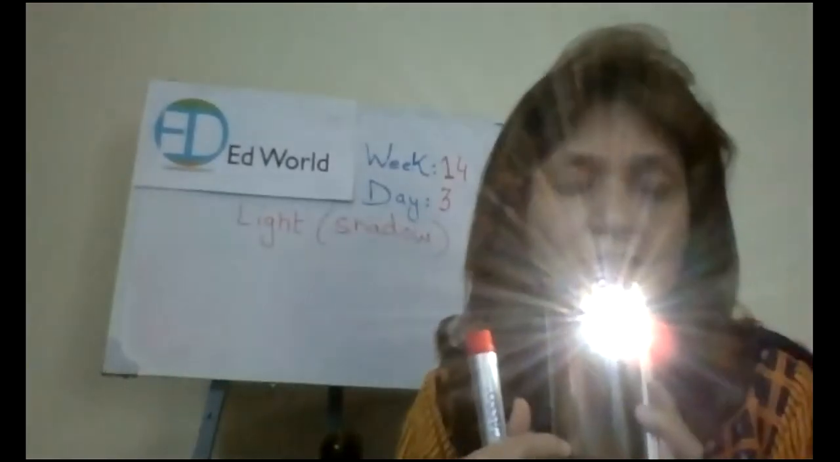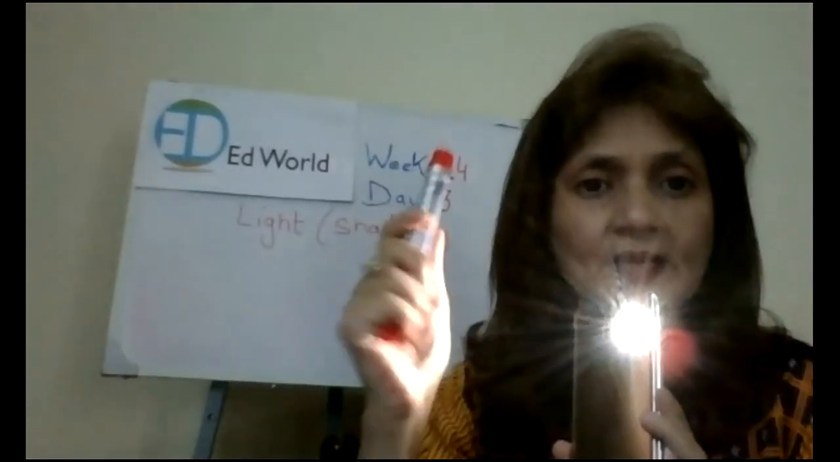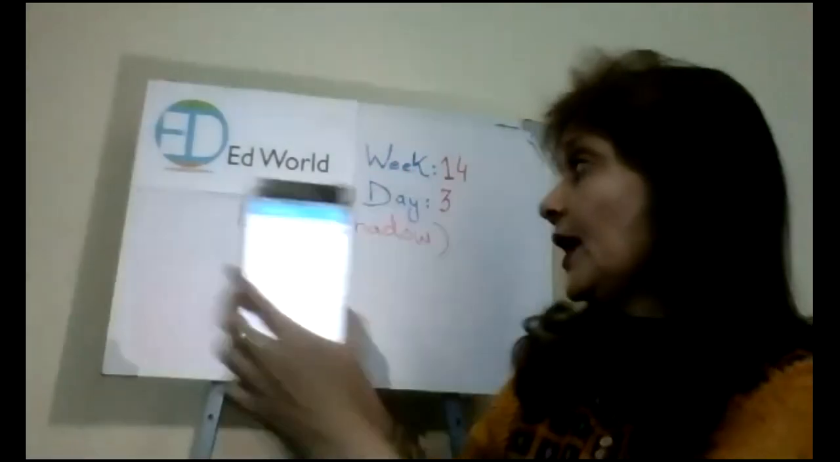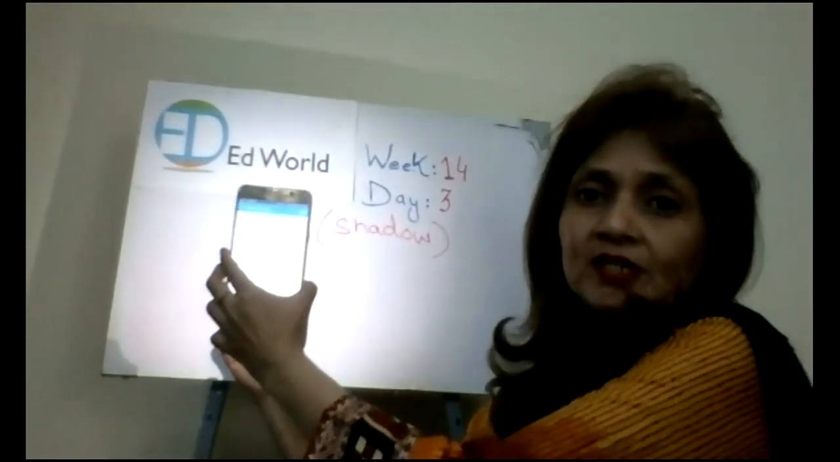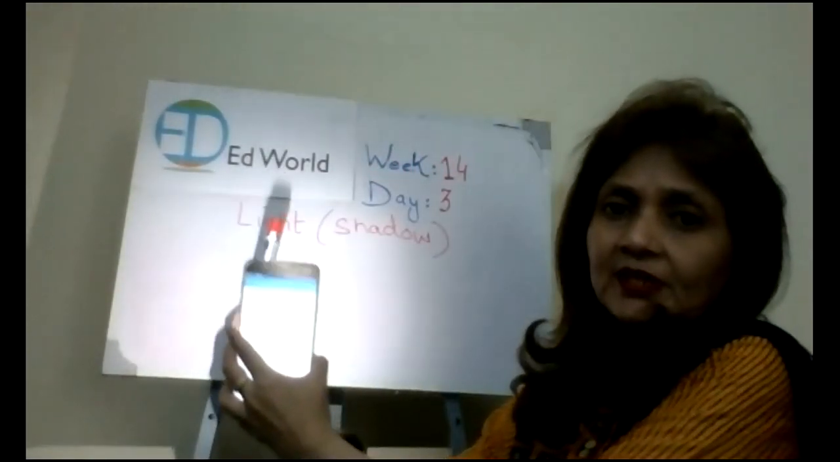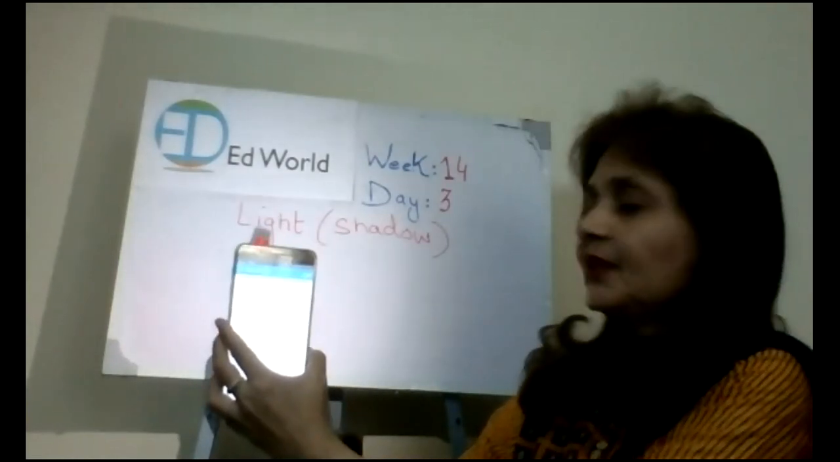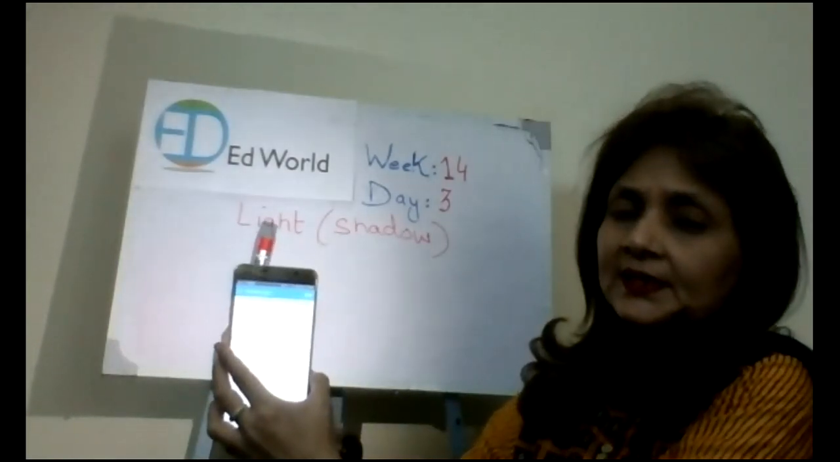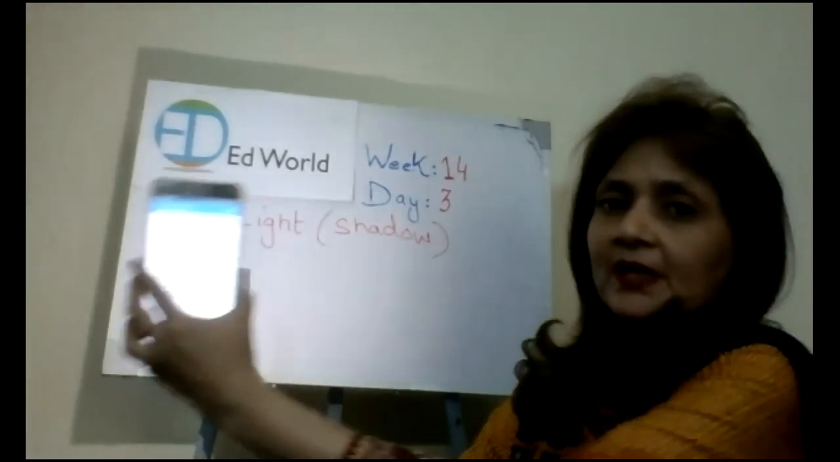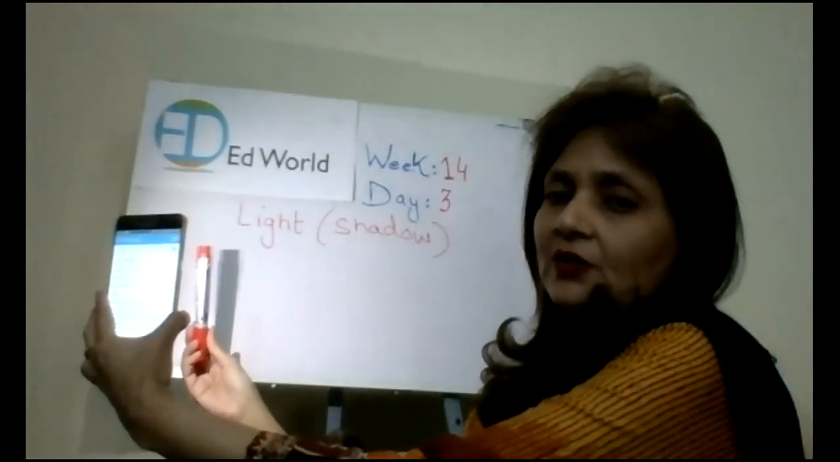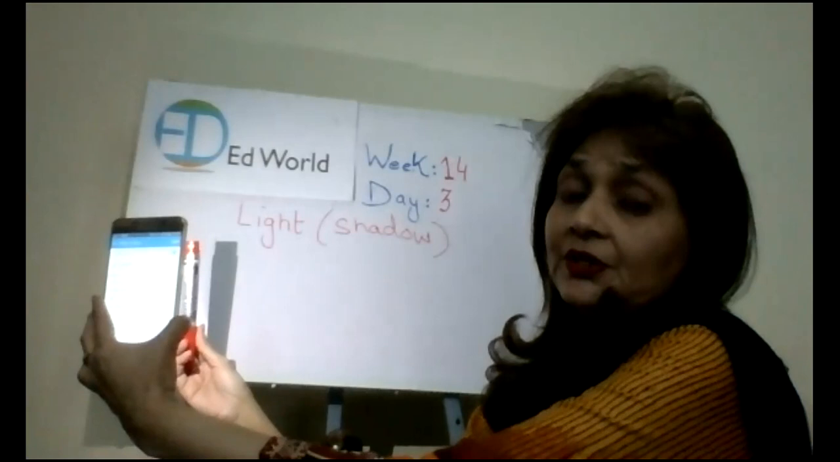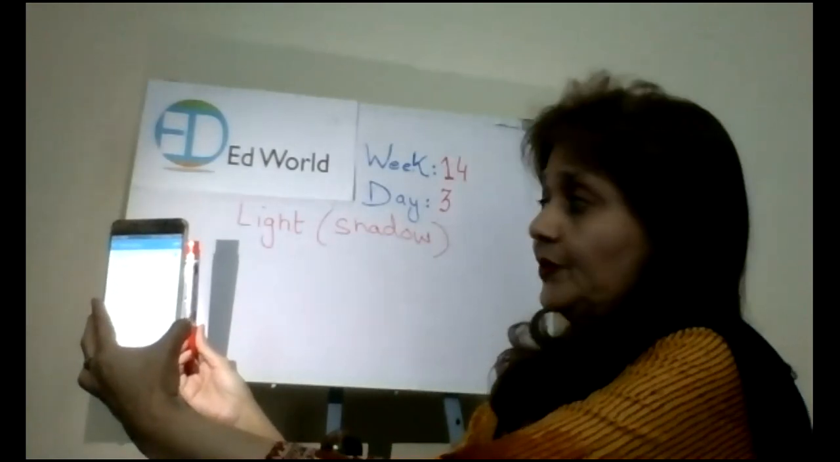Now you can see this is a torch light, right? Now this is my marker. Now I'm going to place this in front of the light. Now what happens when this marker is in front of the light? What you see on the board, you see the shadow, right?